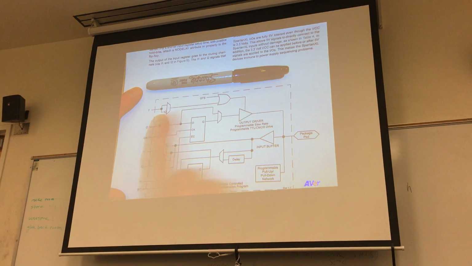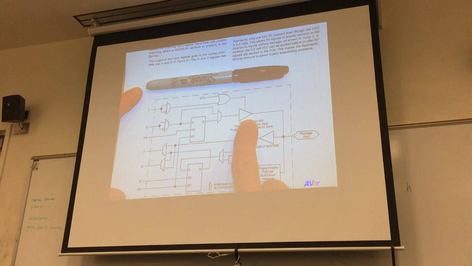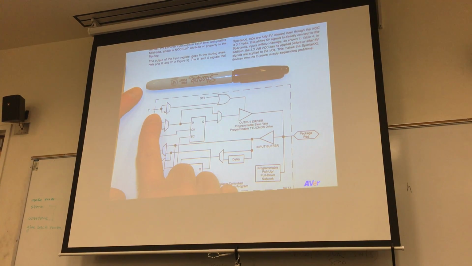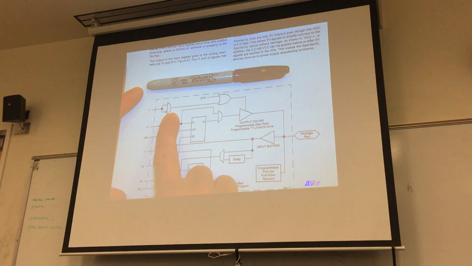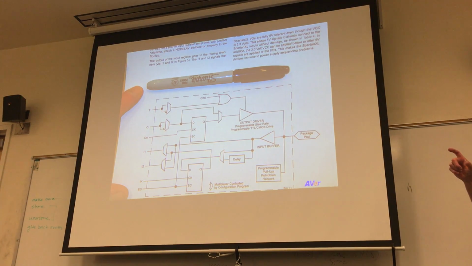You have a tri-state buffer on the output, and you can either globally activate them, or you can activate it with this signal T, and you can make that signal active high or active low. So you have a tri-state output capability. This also has a programmable pull-up or pull-down network, so you do not require external to the FPGA pull-up resistors or pull-down resistors. They're provided inside the chip.